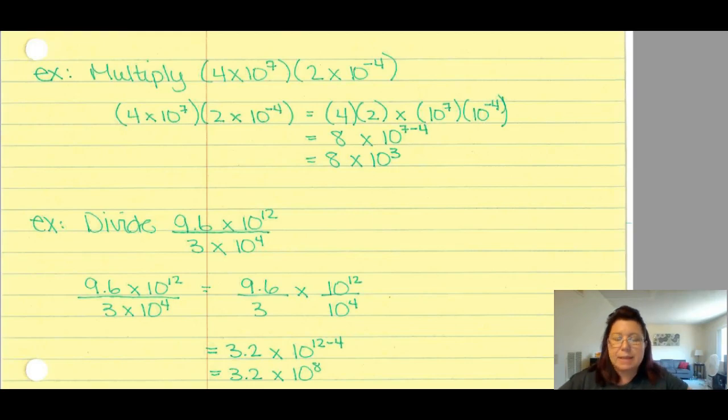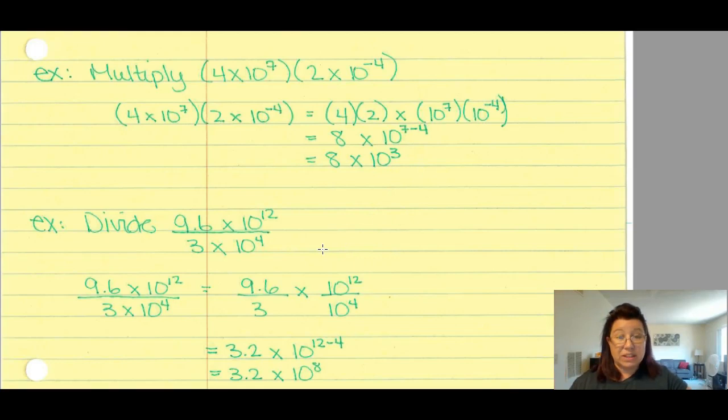Let's do a few examples. Let's multiply 4 times 10 to the 7th times 2 times 10 to the negative 4. Now, first of all, how it's written is a little crazy, right? It's very confusing. I'm going to take my lead values and separate those out, and this old-fashioned x is going to stand in for multiplication, and I'll take my powers of 10 and deal with them separately. 4 times 2 is 8. 10 to the 7th times 10 to the negative 4 is going to be 10 to the 7 minus 4, and the minus comes from being negative, not from it being down below or whatever. That leaves us with 8 times 10 cubed.